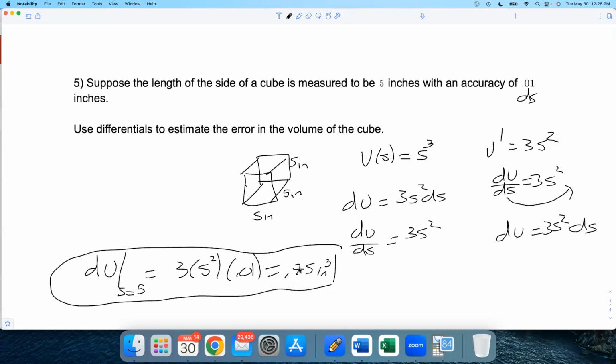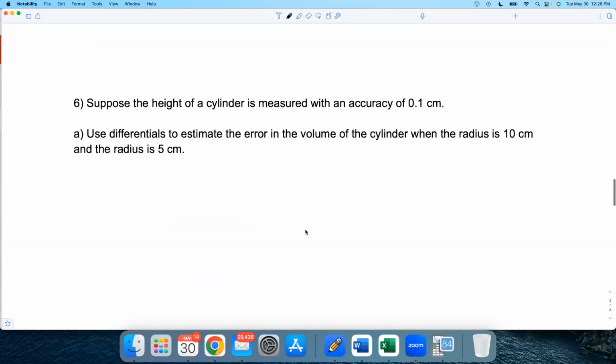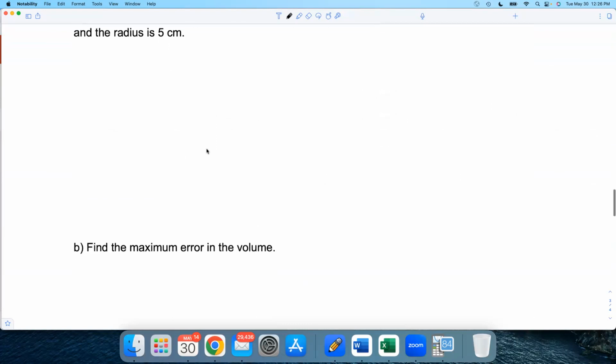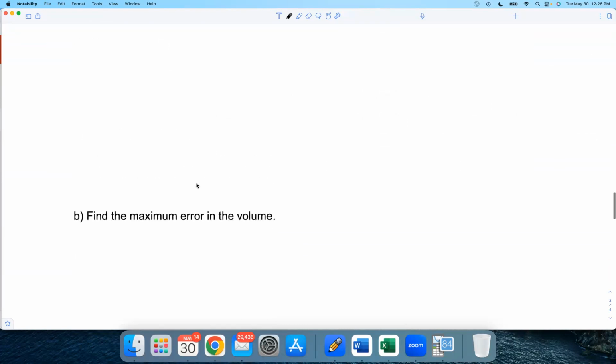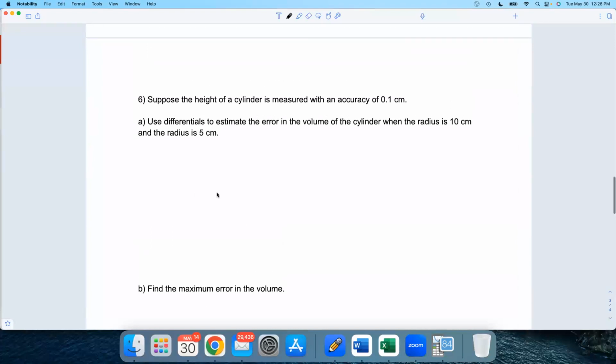With this approximate error, that's an error bound. Our volume might be that much too high. It might be that much too low. We don't know. We're going to do a similar problem like that here, where we actually do find the two different volumes and see what the maximum error will be. We'll actually have to calculate 3 volumes.